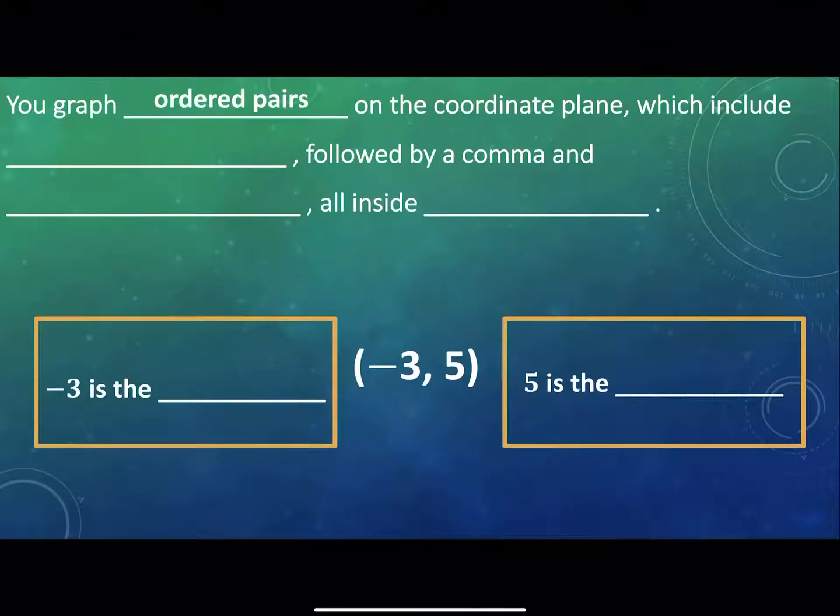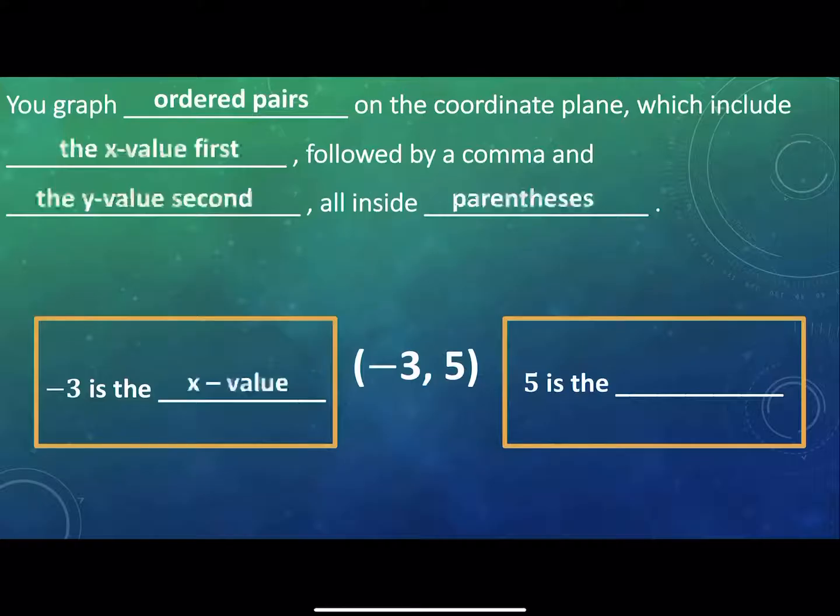You graph ordered pairs on the coordinate plane, which include the x value first, followed by a comma, and the y value second, all inside parentheses. So this (-3, 5) here on the screen is an example of what an ordered pair looks like. In this one, -3 would be the x value, and 5 would be the y value, because we said the x value comes first, and the y value comes second, separated by a comma, and then all inside of some parentheses.